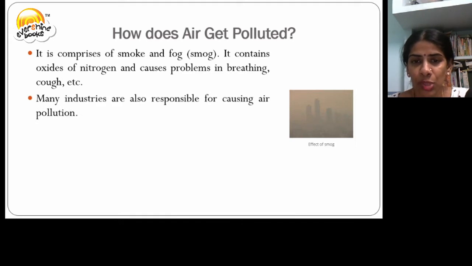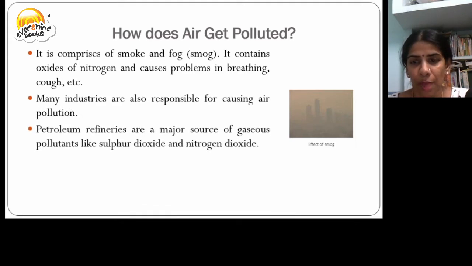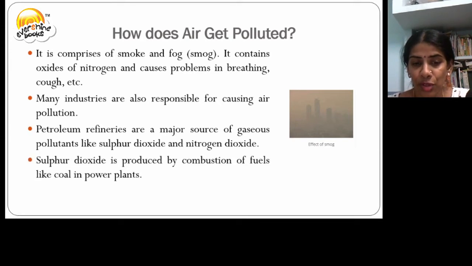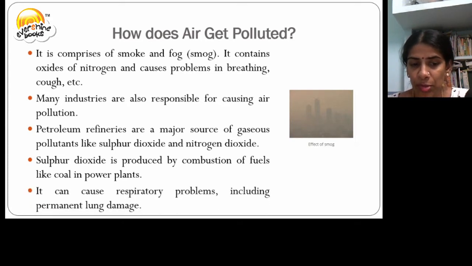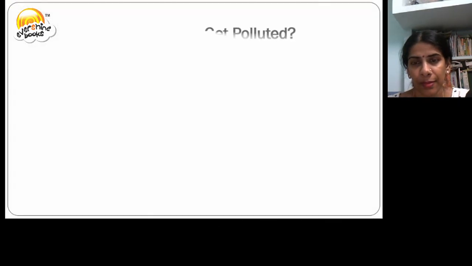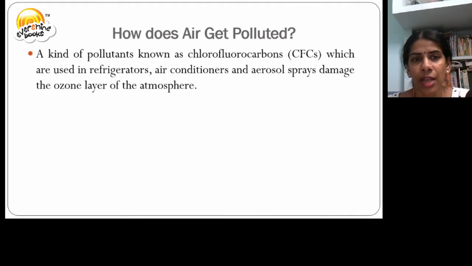Many industries are also responsible for causing air pollution. Petroleum refineries are a major source of gaseous pollutants like sulfur dioxide and nitrogen dioxide. Sulfur dioxide is produced by the combustion of fuels like coal in power plants. It causes respiratory problems, including permanent lung damage. A kind of pollutant known as chlorofluorocarbons (CFCs), used in refrigerators, air conditioners, and aerosol sprays, damages the ozone layer of the atmosphere.